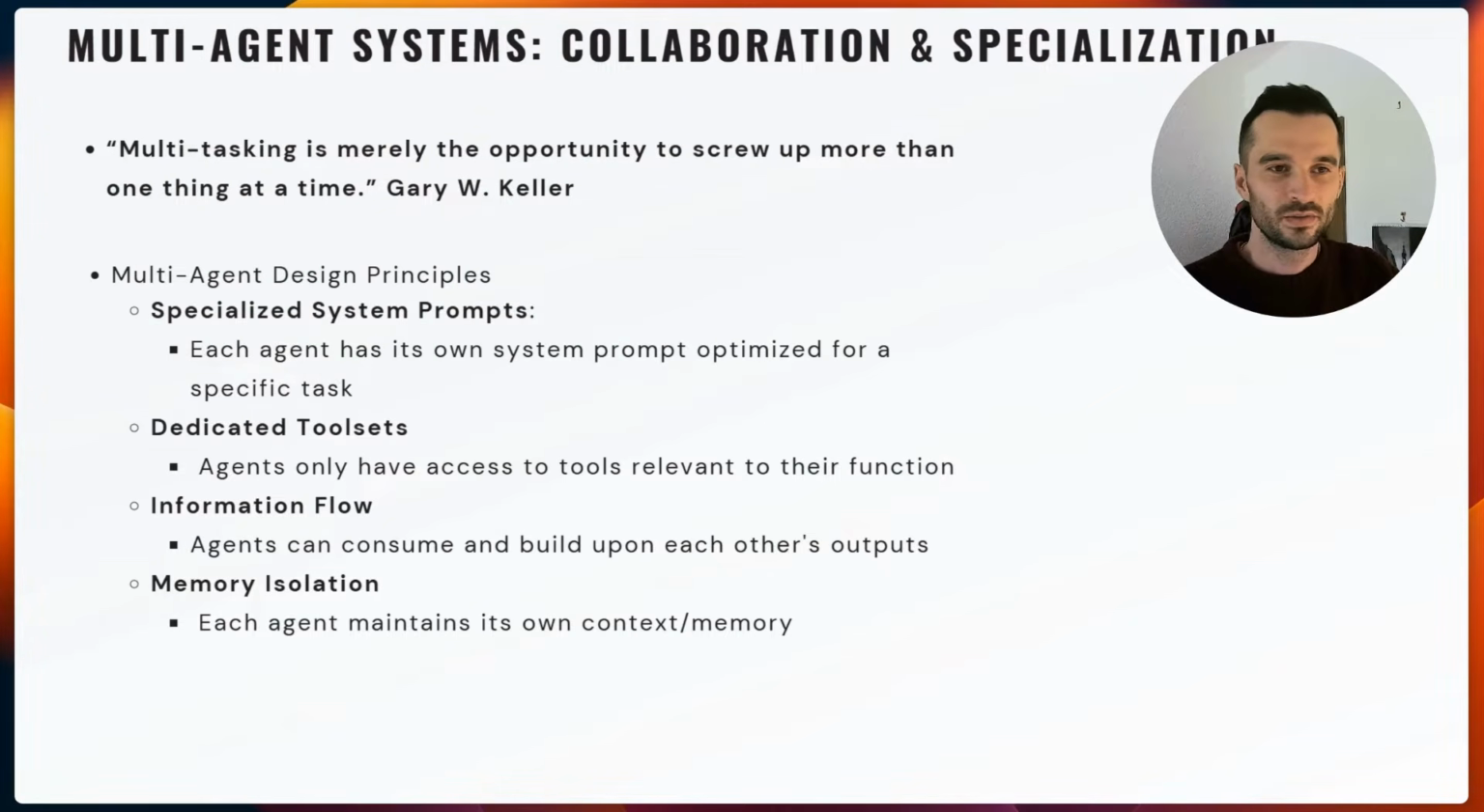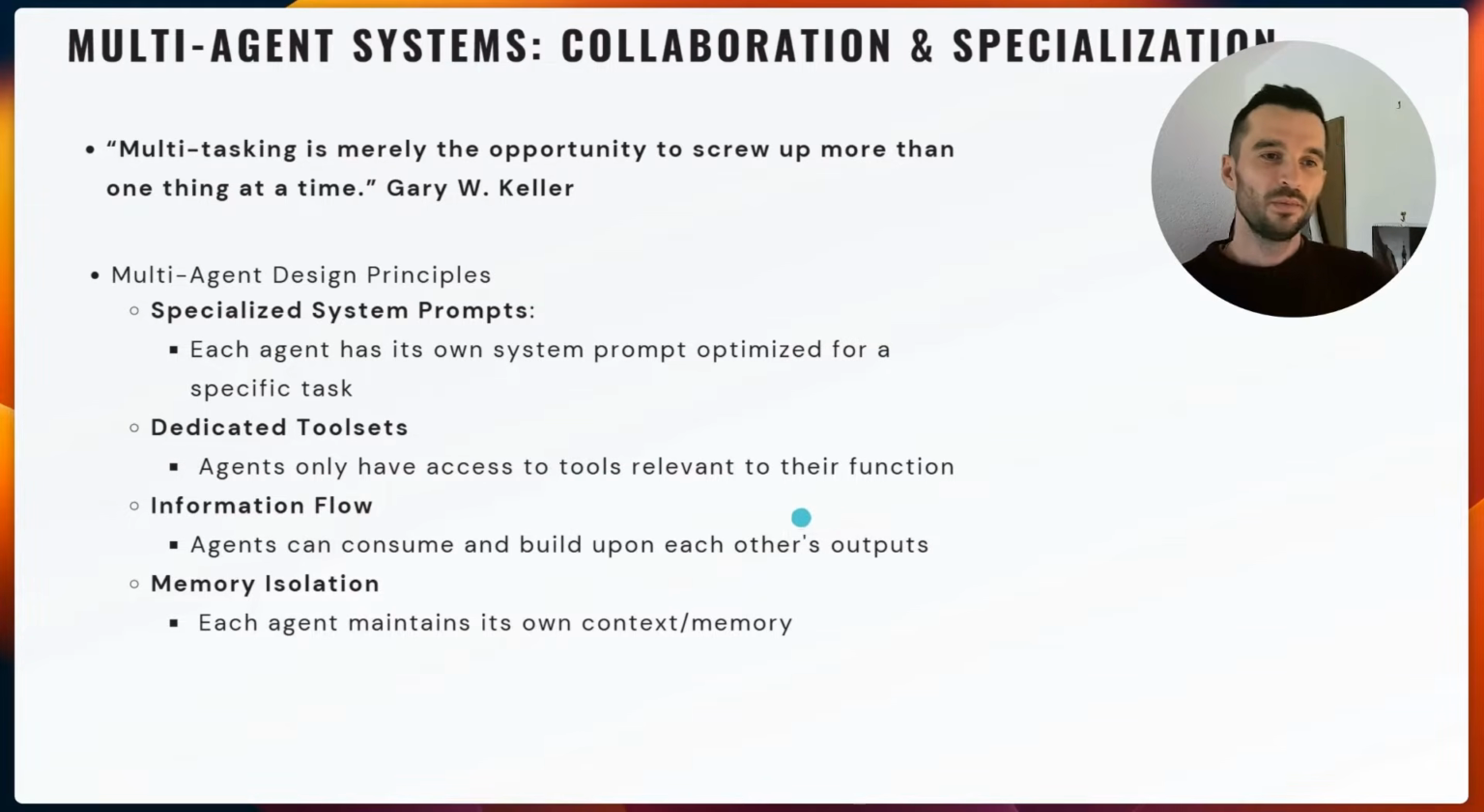Let's see the characteristics. Each of those agents has a specialized system prompt. You can imagine this as basically a job description for each agent. A research agent might be instructed to find comprehensive information, while a coding agent might be instructed to focus on writing clean, efficient code. Then we have dedicated toolsets for each agent. This is quite clear. For example, a web agent only has access to the web search tool, while the coding agent only has access to the Python interpreter tool.